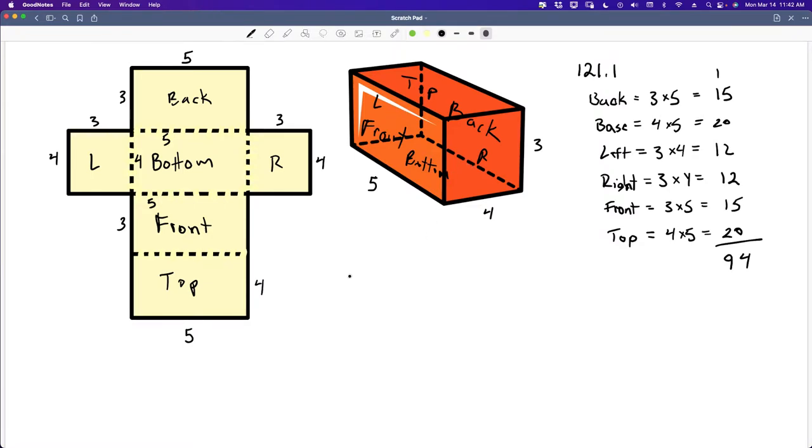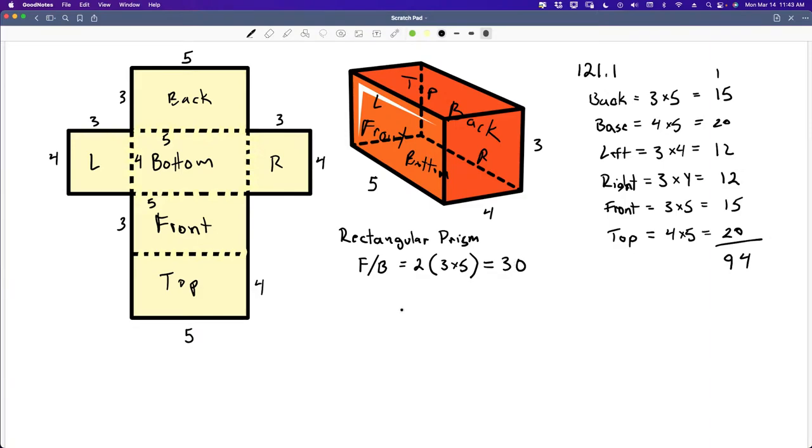We can look and see where the similarities are and we can multiply. So we can see visually that the front and the back are the same dimensions. So we can say front and back is equal to 2 times 3 times 5. Right? This is for a rectangle or a rectangular prism. That just means a right rectangular shape. So 3 times 5 is 15, 2 times that is 30.